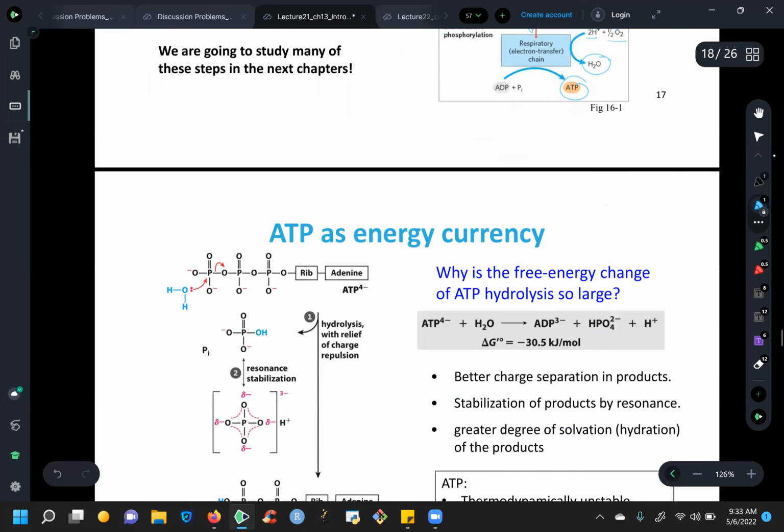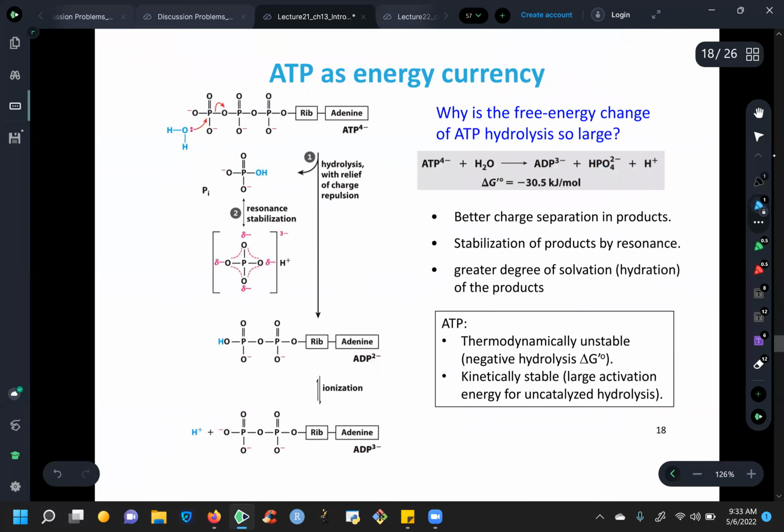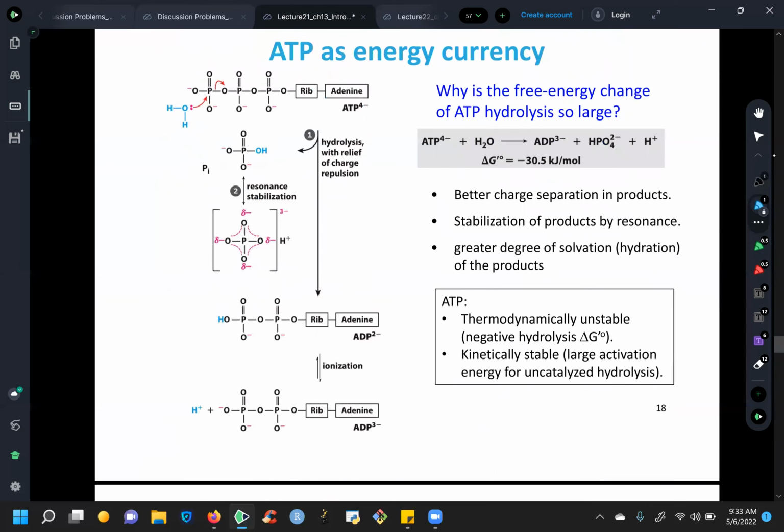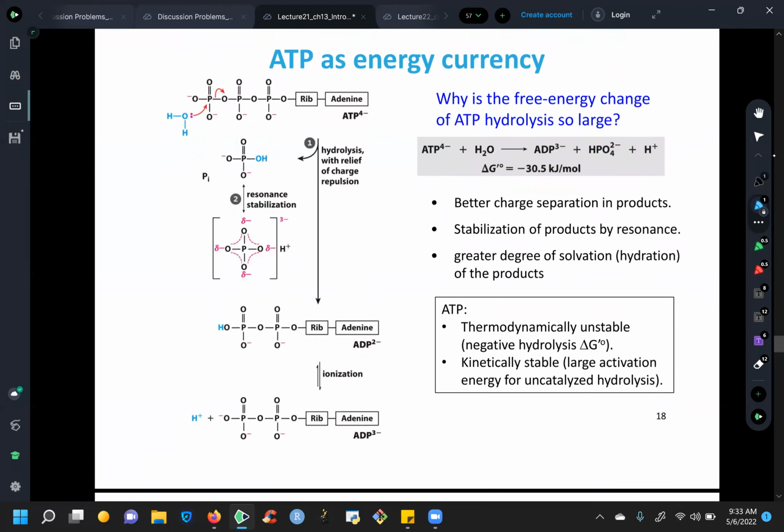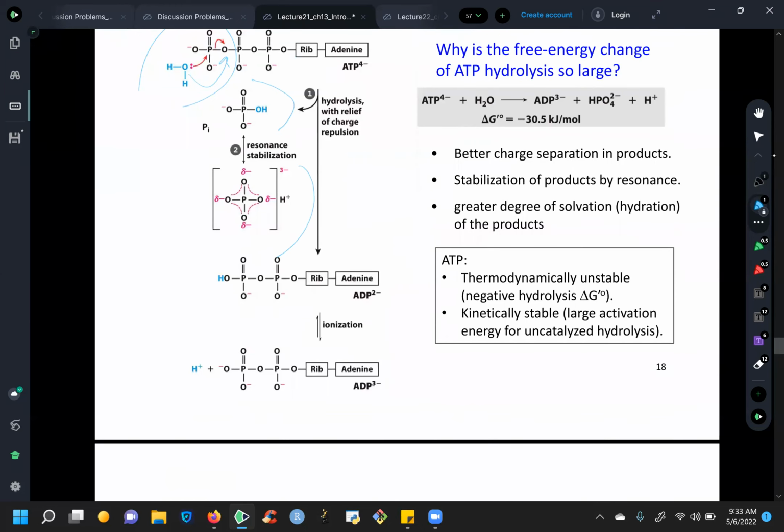Okay. ATP as energy currency. So this I'm going to go through pretty quickly. Basically, ATP, 3 phosphates. You use water to hydrolyze. That just means a water molecule will go and break the bond for that last phosphate. This inorganic phosphate now is resonance stabilized. So that's why it has a lot of energy.